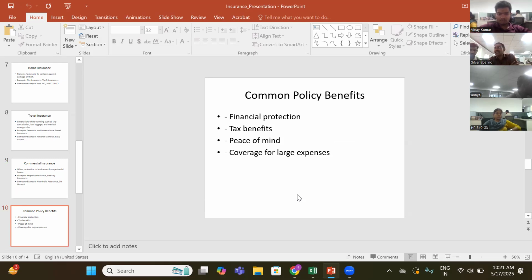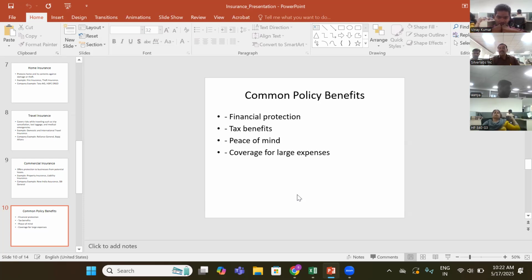Next, common policy benefits. What are the benefits if I take a policy? They are protected financially and they are eligible to get certain tax benefits under certain sections. Next, they will have peace of mind when they take an insurance policy. If you take a policy, it will cover large expenses and give peace of mind to the victim. If he faces any kind of financial loss, the insurance company will come into the risk and help you financially.